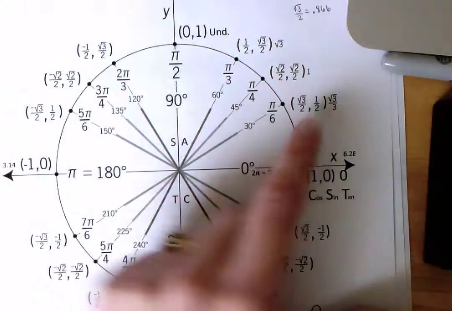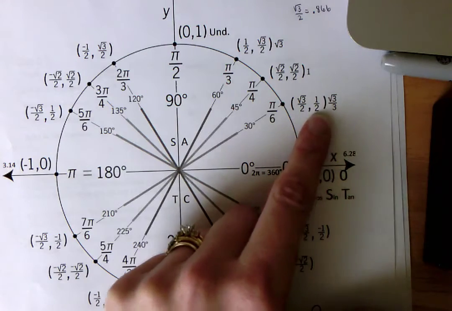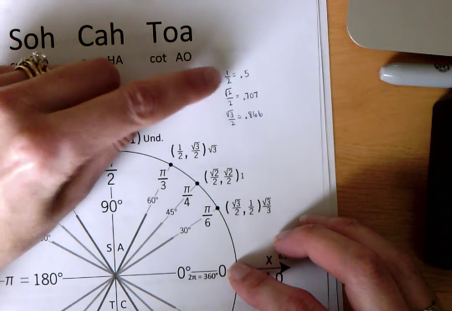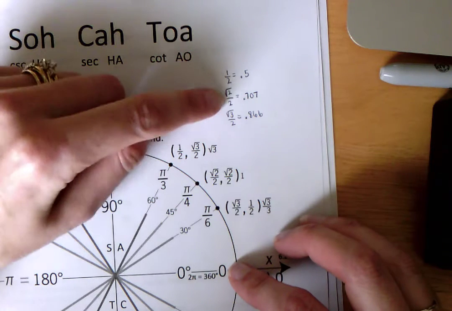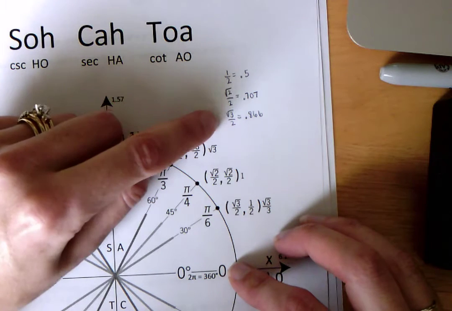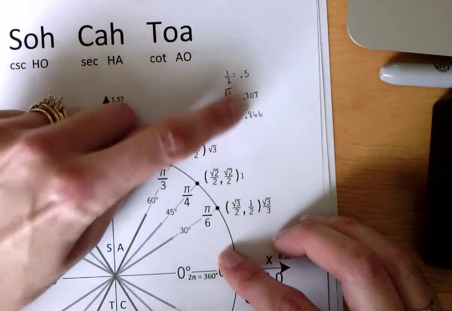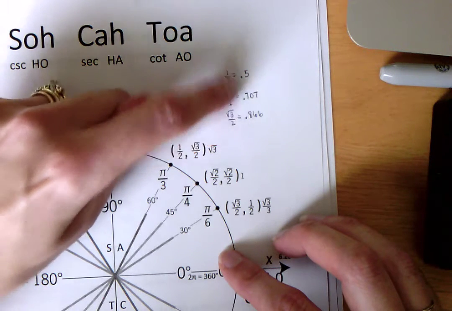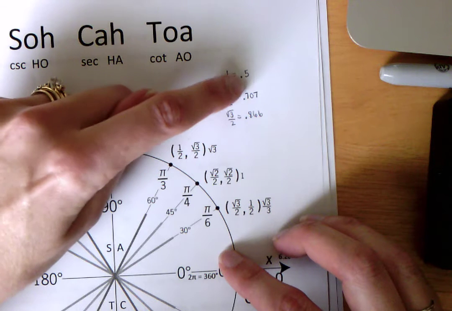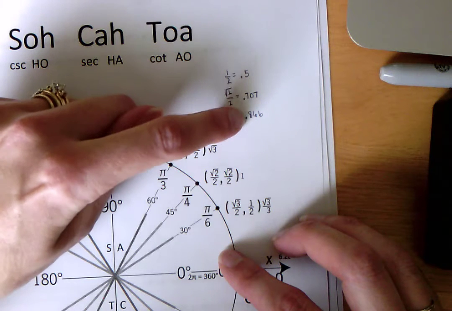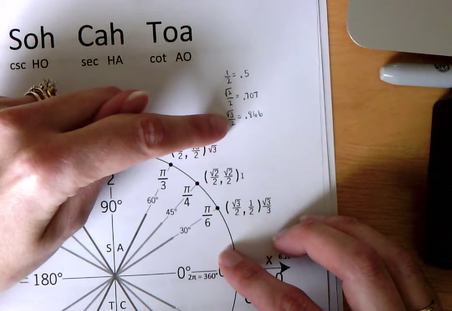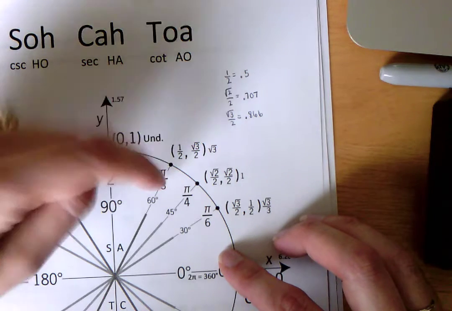And again, remember that your three coordinate values are 1 over 2, root 2 over 2, and root 3 over 2. And this is the decimal value of those: 0.5, 0.707, and 0.866. When you look at all these, they're always between 0 and 1 for the unit circle anyway.